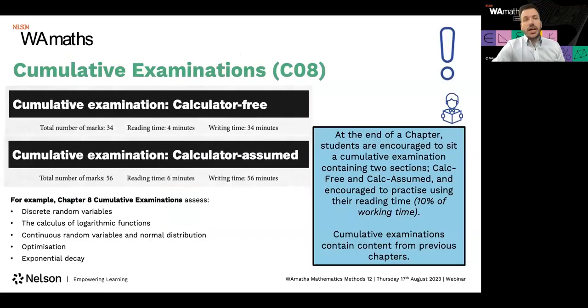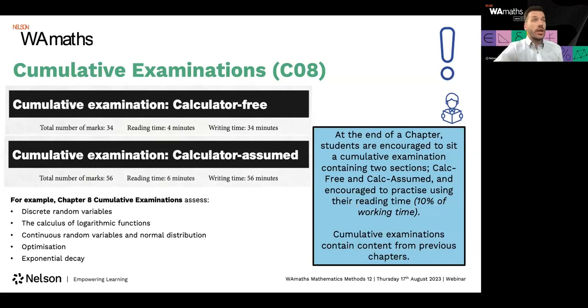And the very last feature is the cumulative exam. It's kind of a replacement for the chapter review, a review exercise. Given that it's an exam standard book and it's designed to maximize exam success, a chapter review may not necessarily be the most efficient way to do that. So what we've done is at the end of every chapter, there is a cumulative exam section, which is broken into 2 parts, calculator free and calculator assumed.